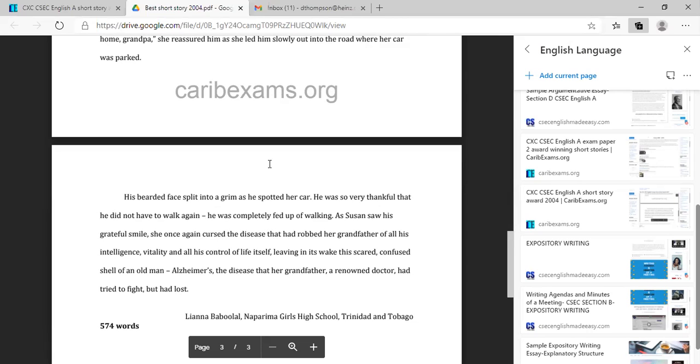His bearded face split into a grin as he patted her car. He was so very thankful that he did not have to walk again. He was completely fed up of walking. As Susan saw his grateful smile, she once again cursed the disease that had robbed her grandfather of all his intelligence, vitality, and all control of life itself, leaving in its wake a scared, confused shell of an old man. Alzheimer's, the disease that her grandfather, a renowned doctor, had tried to fight but had lost.